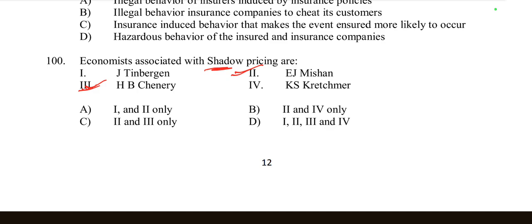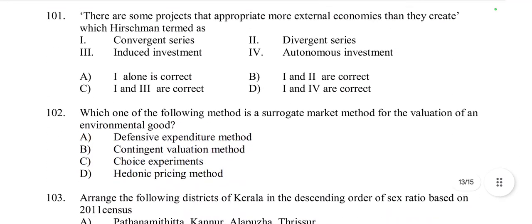So Minhas contributed to the understanding of shadow prices in welfare economics, while Chenery worked on shadow pricing in the context of project evaluation and development economics. So options 2 and 3 are related with shadow pricing. So option C is right here.